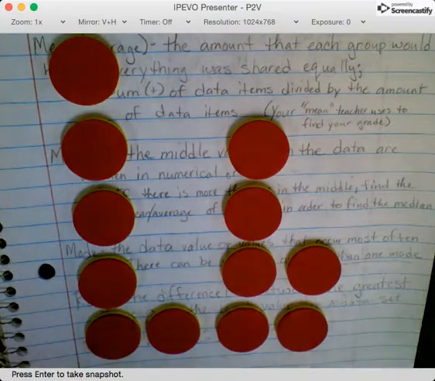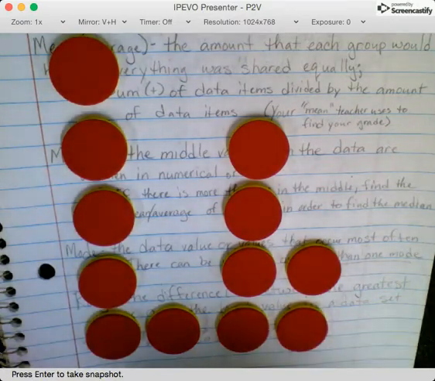Hi, this is Miss Goodale, and today I'm talking about measures of center: mean, median, mode, and range.